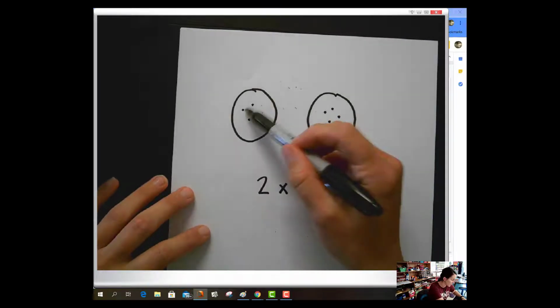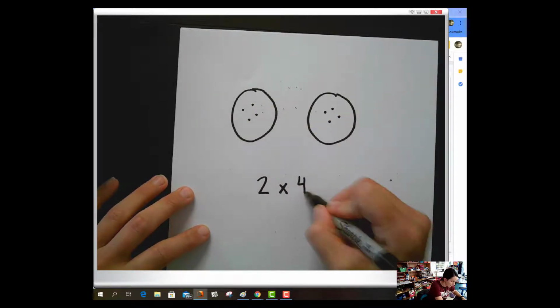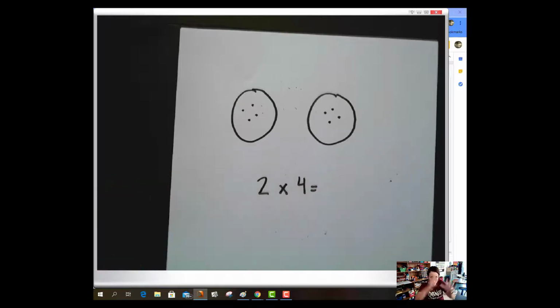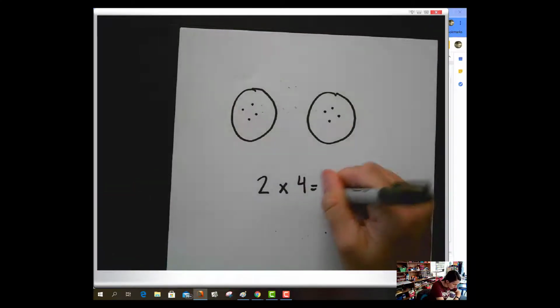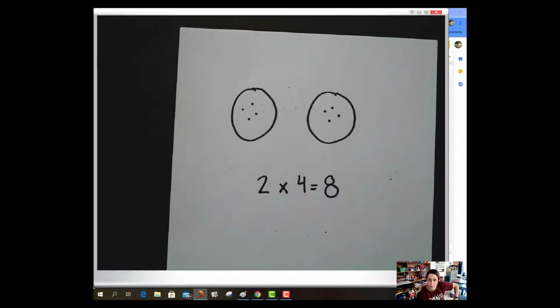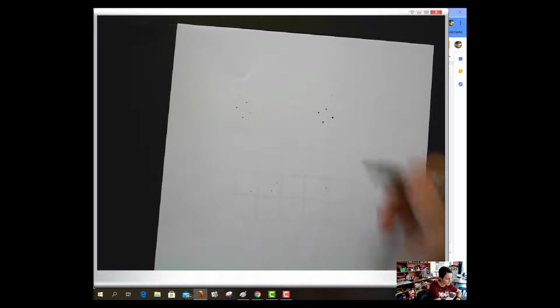How many in each group? 1, 2, 3, 4, excellent. And then the answer is how many groups I have total. So 4 groups plus 4 groups equals 8. 2 times 4 is 8. Let's do one more practice like that today.